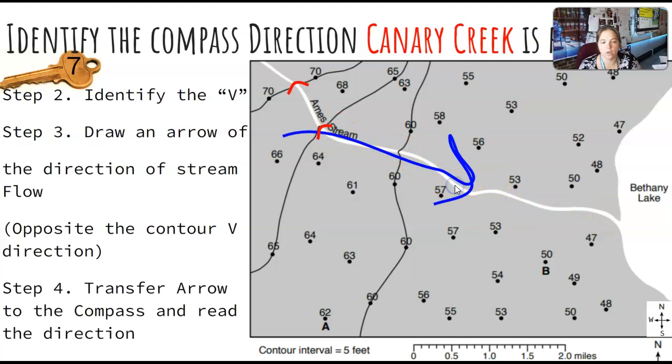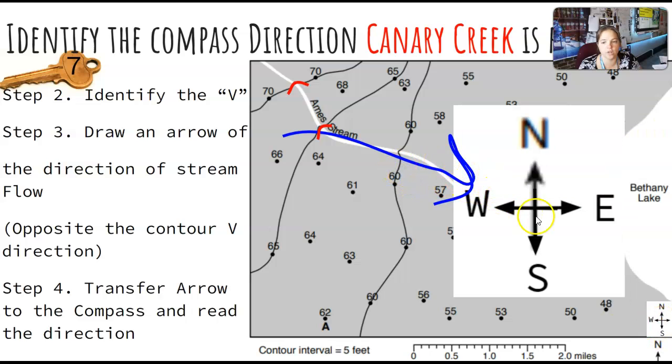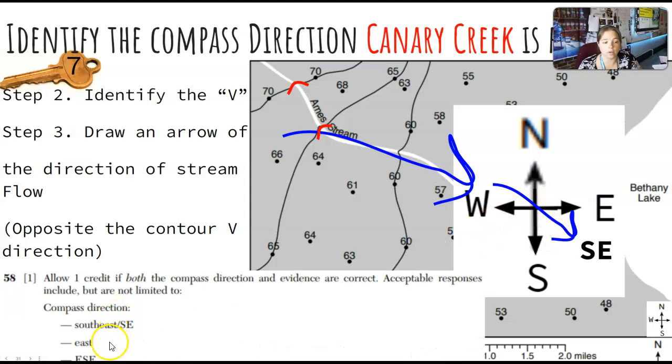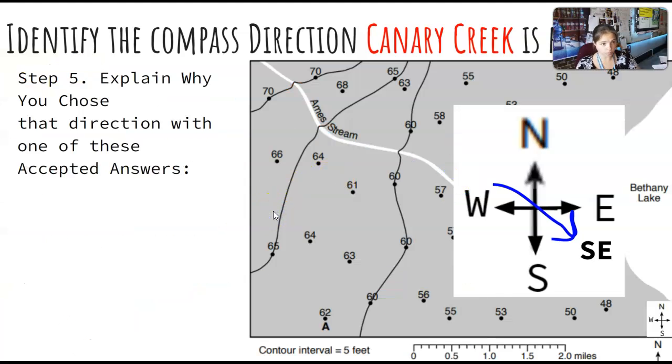It's going this way. So I have to get that compass rose right here and put it up next to it, and it looks like it's going in between east and south. So it's probably going southeast, right? So your answer should be southeast. And look, southeast, east, if you really were pushing it, you could say it, but these are all acceptable answers.